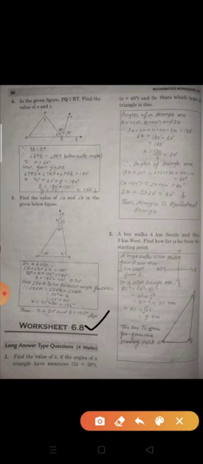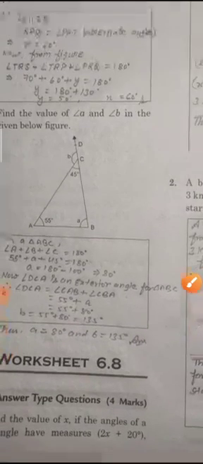Now this is the last worksheet of this chapter 6.8. So students, these are long answer type questions and each question has 4 marks.